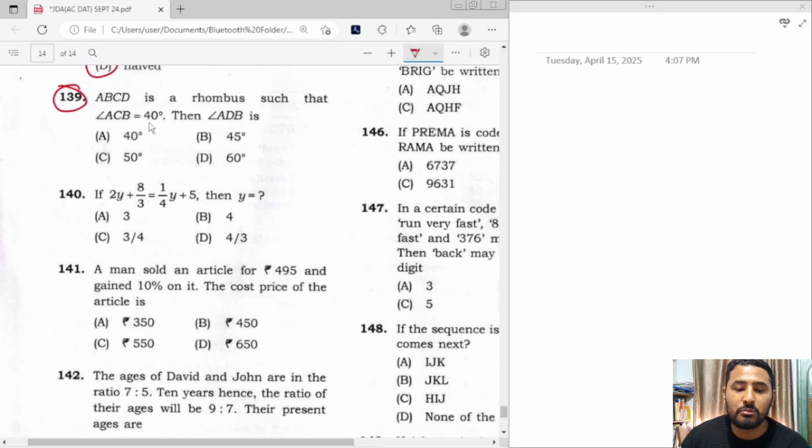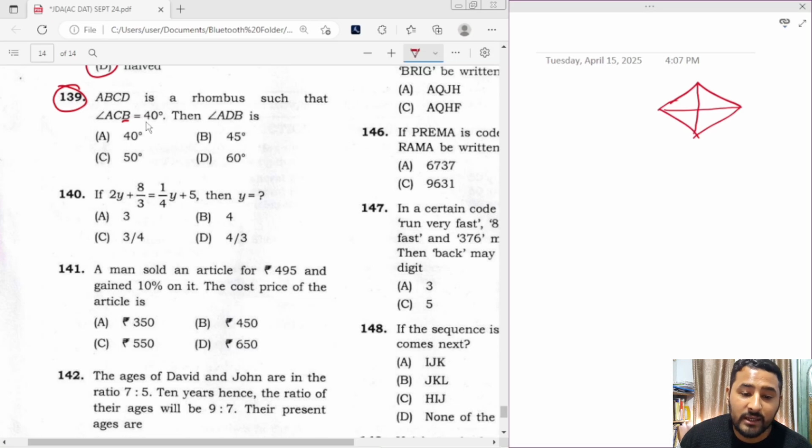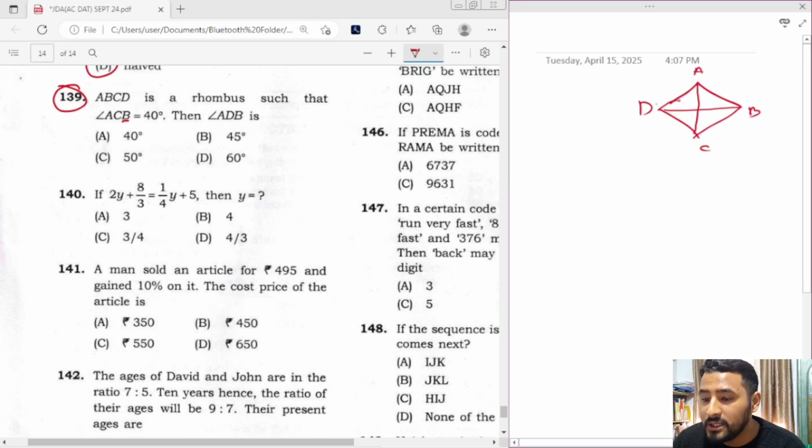139. ABCD is a rhombus such that angle ACB. Okay, let me show you what a rhombus is. This is a rhombus, a kite. A kite is a rhombus and it has 2 diagonals. Okay, clear? To make an angle ACB, let us term this one as ABCD. Then we need to find angle ADB. This angle we need to find. And remember, this is already 90 degrees. We can see here these two are 90 degrees, and angle ACB is given as 40 degrees.